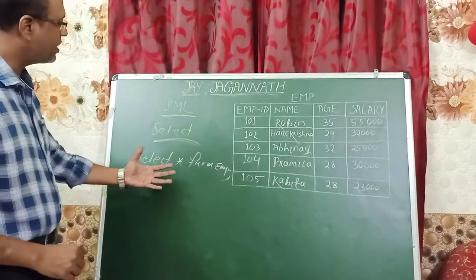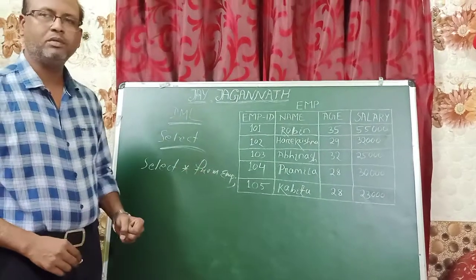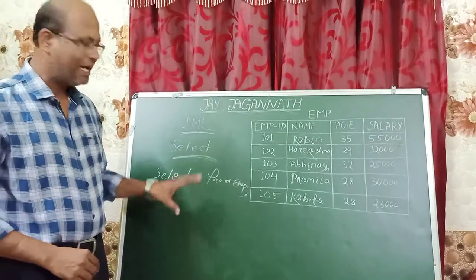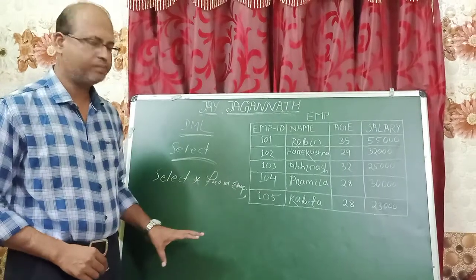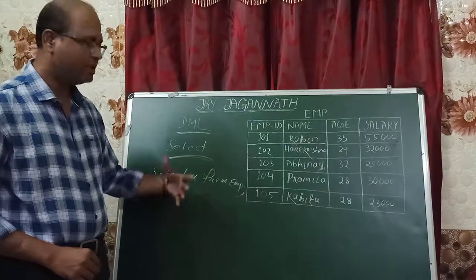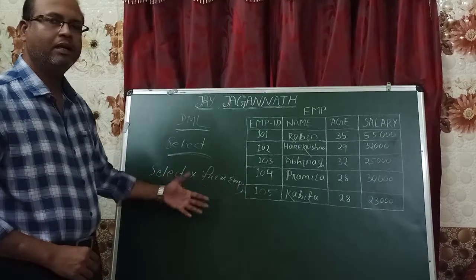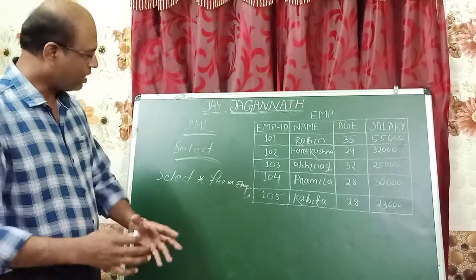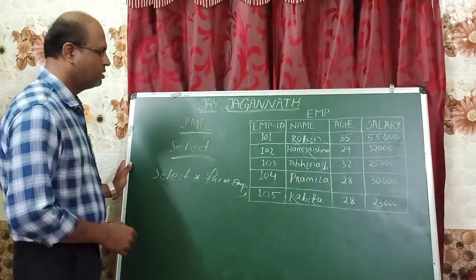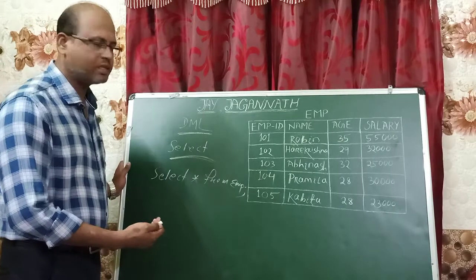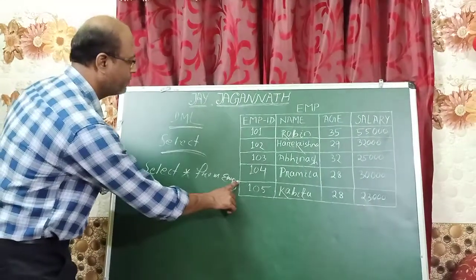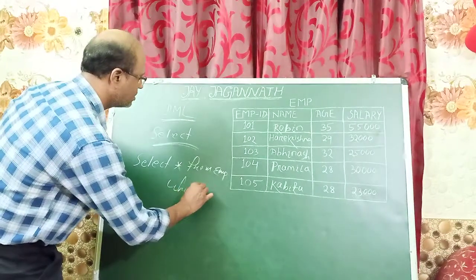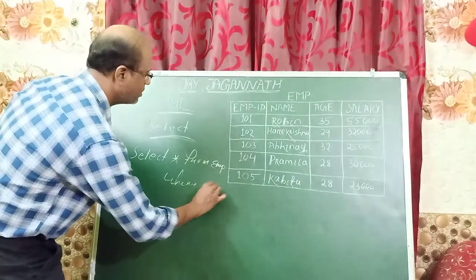Our intention is to retrieve the data from the EMP table. That's why we write this query, select star from EMP. This query displays the entire data. We can retrieve the entire data from the table. But here our intention is to restrict some results at the time of retrieving the data. We restrict the results using the where clause, where condition.